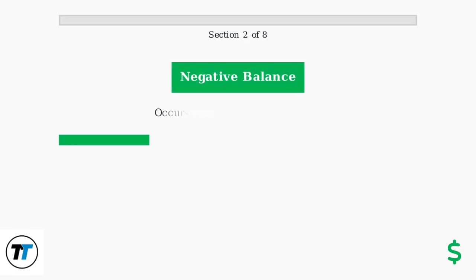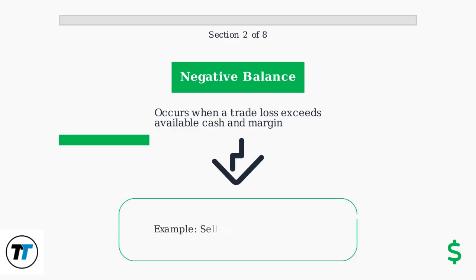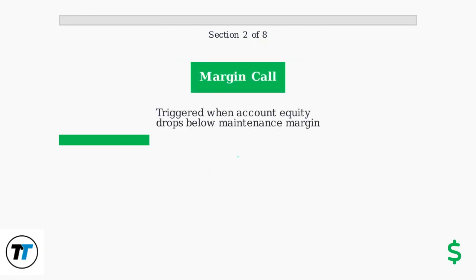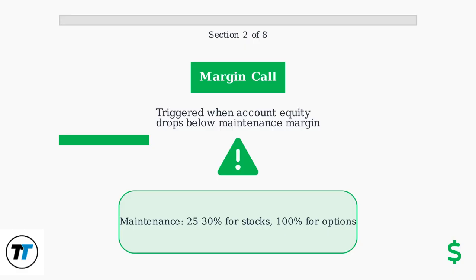A negative balance happens when the loss from a trade is greater than your available cash and margin. This often occurs with leveraged positions, like uncovered options, where the market moves against you. A margin call occurs when your account equity falls below Robinhood's maintenance margin requirements. For stocks, this is typically 25 to 30%, but for options, it can be as high as 100%. You must then add funds or sell assets to meet the requirement.